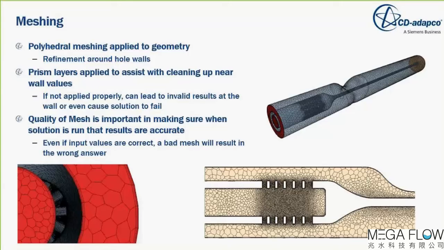So in this model, we applied what's called a polyhedral meshing to the geometry, and we added a further refinement around the hole walls, as you can see from the image in the bottom right. Prism layers assisted with cleaning up the near wall values, and if it's not applied properly, it can invalidate the results and even cause the solution to fail in most cases.